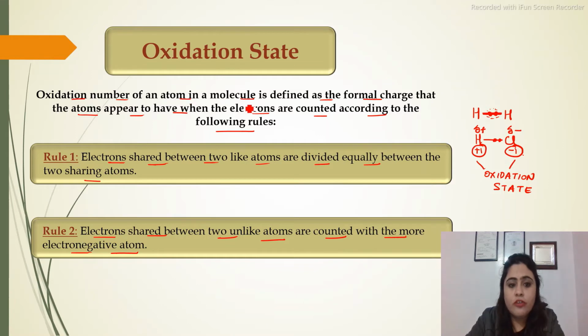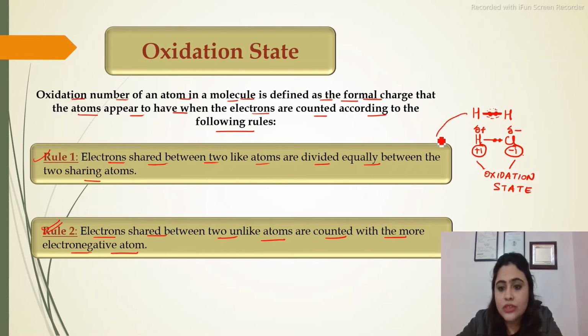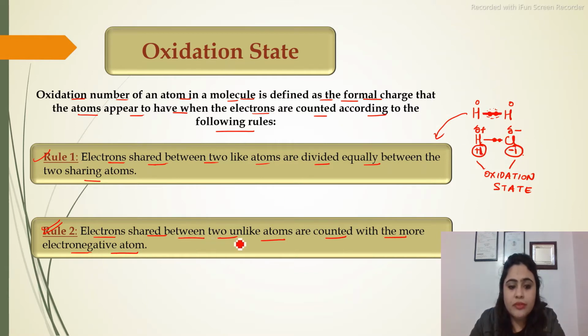So oxidation number of an atom in a molecule is defined as the formal charge that an atom appears to have when the electrons are counted according to rule 1 and rule 2. In rule 1, the electrons are exactly at the center, so no oxidation state, 0 and 0. But for HCl, one electron is near the chlorine atom, so it has a -1 charge and hydrogen a +1 charge. Electrons shared between two unlike atoms are counted with the more electronegative atom, and in this way we get the oxidation state.